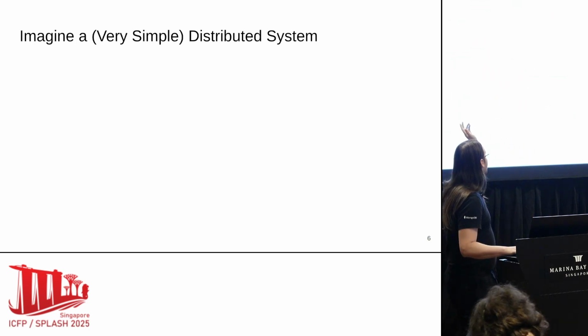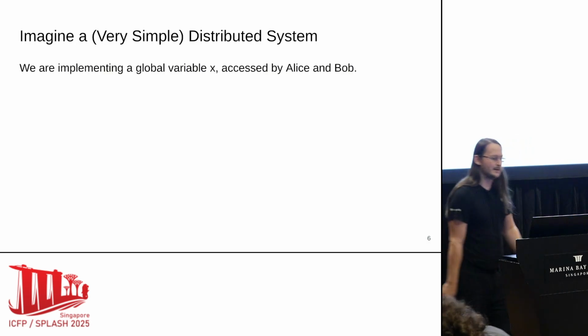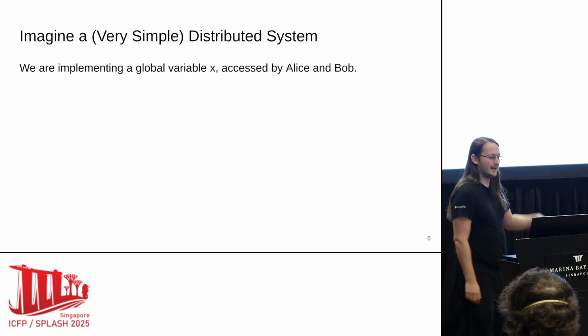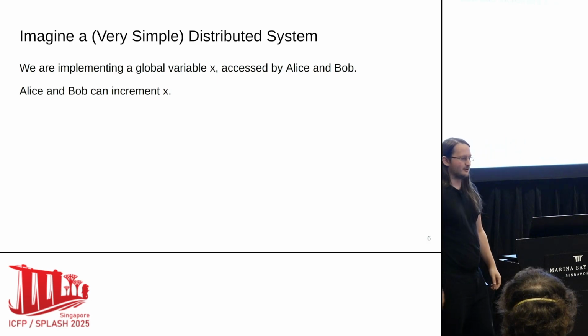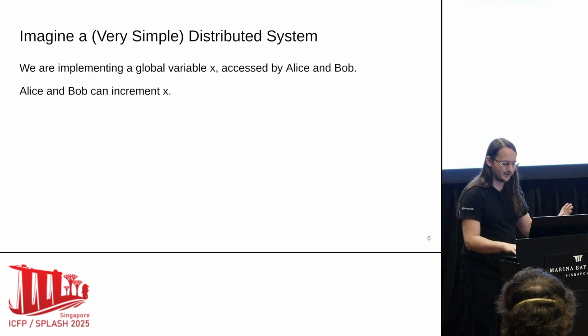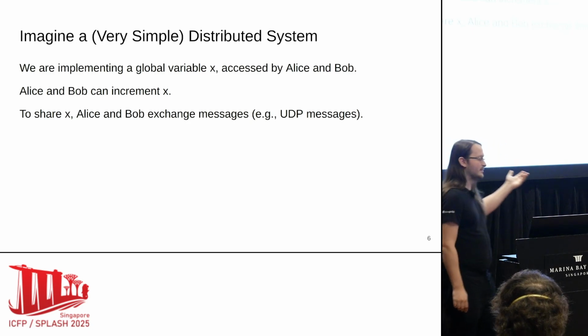First, I'll tell you about a really, really simple distributed system, just for illustration purposes. Imagine we have a global variable x, which is accessed by Alice and Bob. Alice and Bob may increment x. Very exciting operation, I know. To share x, Alice and Bob will exchange UDP messages.